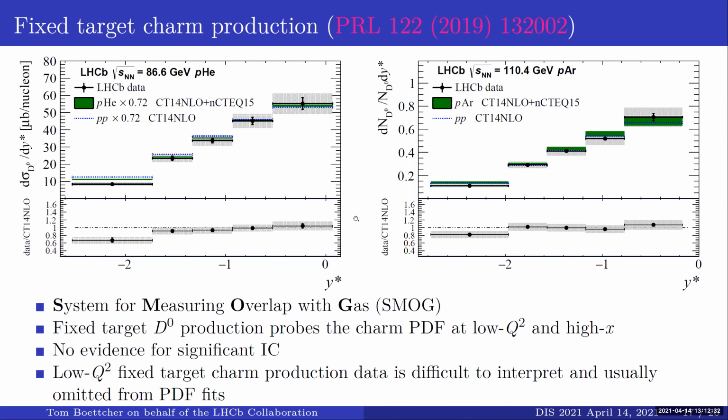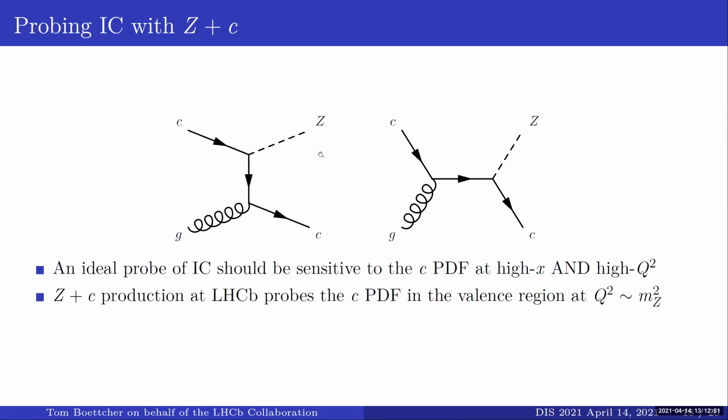However, this low Q squared fixed target charm production data is complicated to interpret theoretically, and so historically has usually been omitted from PDF fits. So we'd like to measure this with a complementary observable. What we'd like to do is measure Z production in association with a charm jet. This is an ideal probe of intrinsic charm because it is at very high Q squared because of the Z, and because we are measuring it at LHCb, we are always probing a high x and a low x parton.